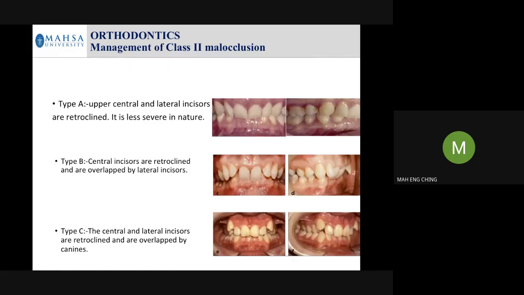Okay, so look at the picture. Type A just means the 4 front incisors are leaning back. Type B means the central incisors are leaning backward, while the lateral incisors are still at normal inclination. Type C means the 4 incisors are leaning back, plus there is crowding at the canine area. The canine is pushed backward, causing the step between the lateral incisor and the canine.